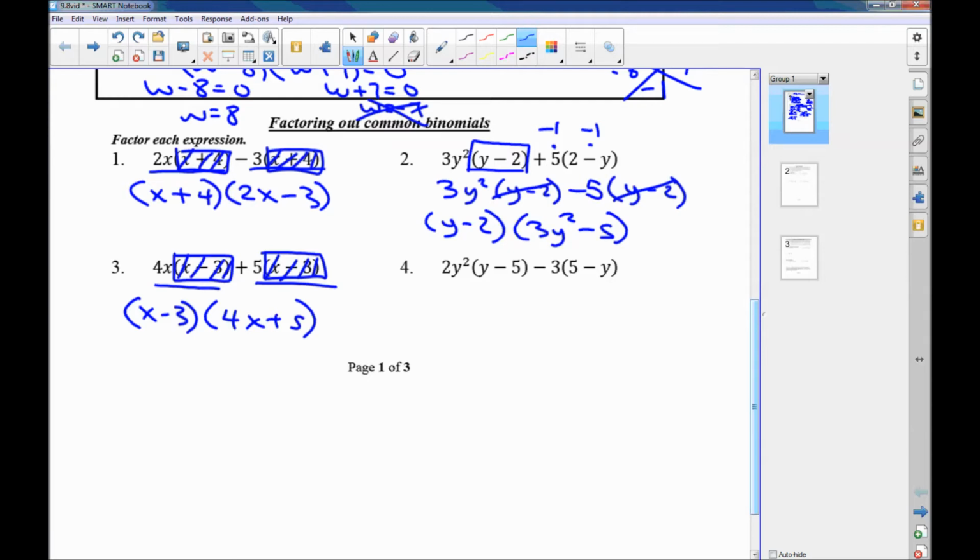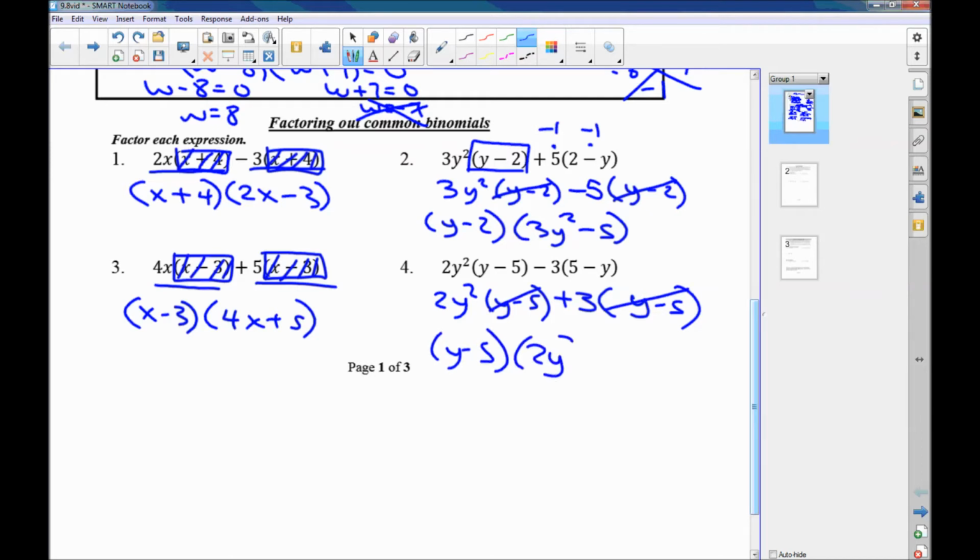All right, number 4 works very similar. I want to change my binomial around. So we can flip it, but that means I multiplied by a negative. So to keep the problem the same, I also will multiply the 3 by a negative. So it becomes plus 3 instead of minus 3. Now the y minus 5 is the same in both, and what's left behind is 2y squared plus 3. All right, let's flip it over.